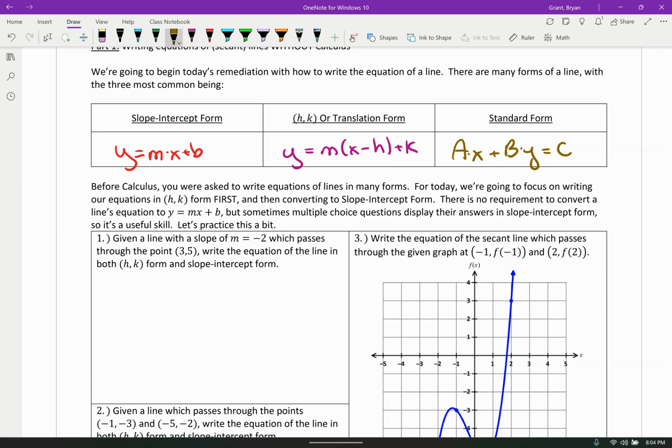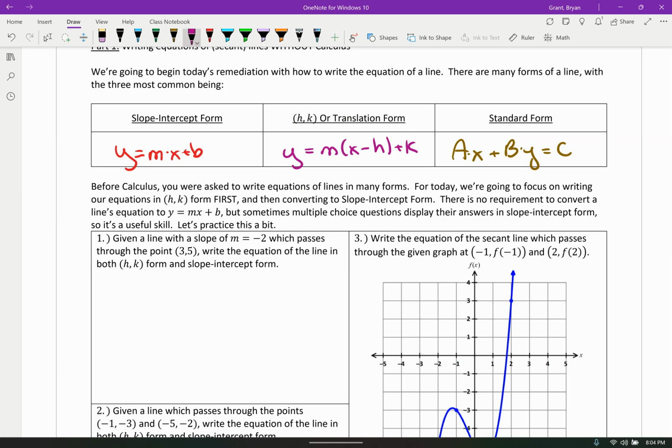Now, on the AP exam, you can write the equation of your tangent line in any form you want, as long as if you type it into Desmos or a graphing calculator, it makes the correct line. You won't see many standard forms. You'll see a decent number of slope-intercept forms, but I'd argue that generally this translation form comes up the most.